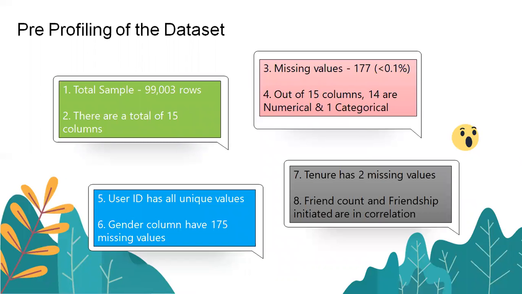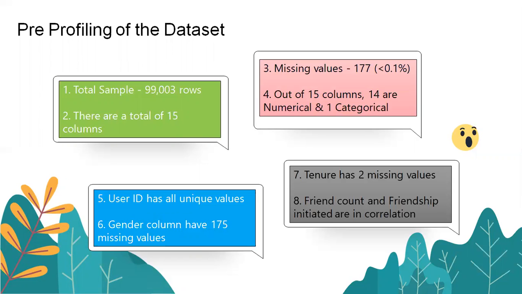Now, coming to the next part, that is pre-profiling of the dataset. By pre-profiling, I mean that what all things can be captured from the dataset is written here. So the major 8 points of the 8-point summary are written here. That is, the total sample of the dataset consists of 99,003 rows, out of which there are 15 columns. From those 99,003 rows, there are 177 missing values.